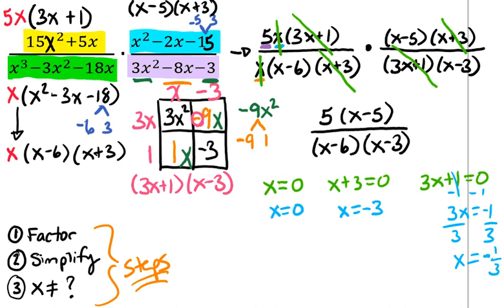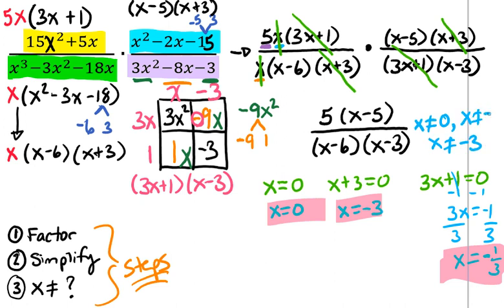So these three numbers here are the numbers that x is not allowed to be. So we're going to go ahead and write those. We're going to say that x cannot be 0, x cannot be -3, and x cannot be -1/3. And because we've factored completely and simplified, and we found all of the things that x is not allowed to be, we are done, and this right here is our solution.